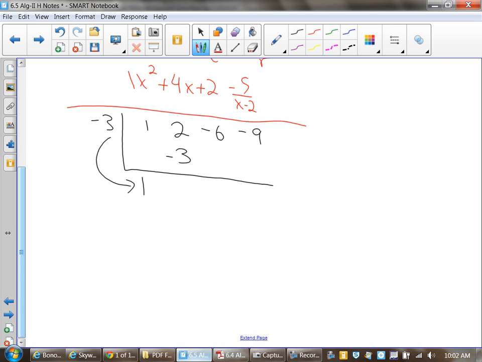You write it there. Then you add, going down, you get negative 1. Then you multiply again, you get positive 3. You add, you get negative 3. You multiply, you get 9. You add, you get 0. Is there a remainder in this case? No. So when I divide x cubed plus 2x squared minus 6x minus 9 by x plus 3, my answer is x squared minus x minus 3. And that's my result.